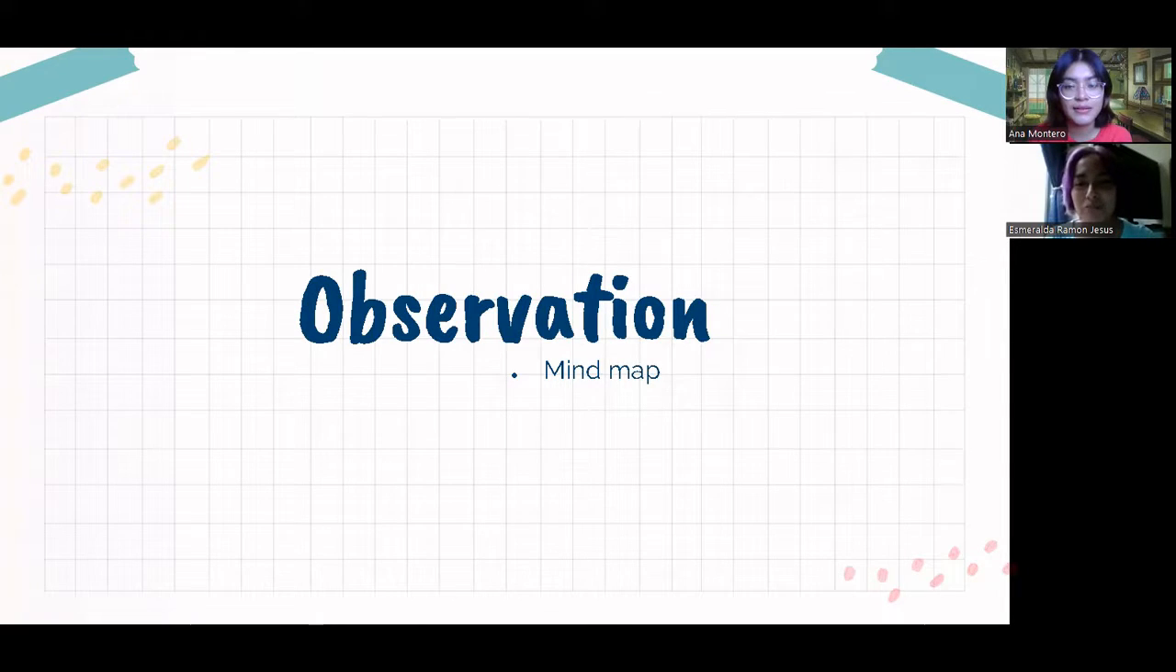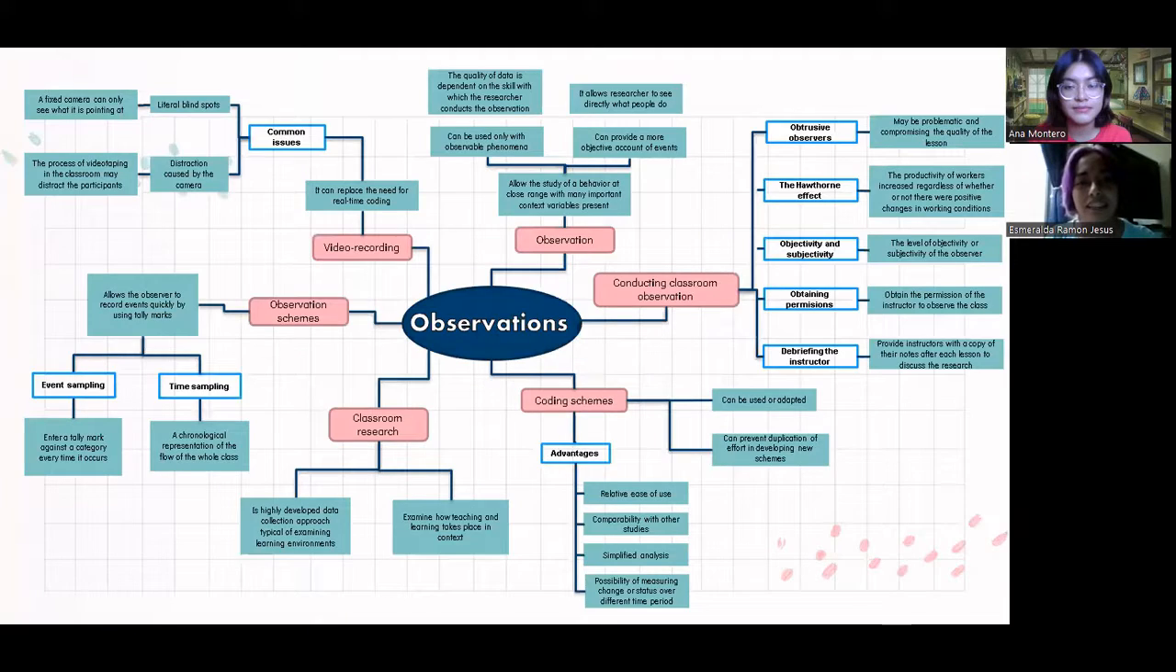Hello, this is our observation map, and let's start talking about the observation. The observation allows the study of behavior at close range and is used only with observable phenomena. It allows the researcher to see exactly what the people are doing at the moment, and at the same time they need to write everything or mark what they see.